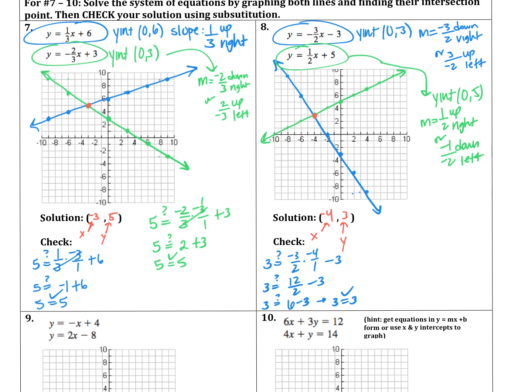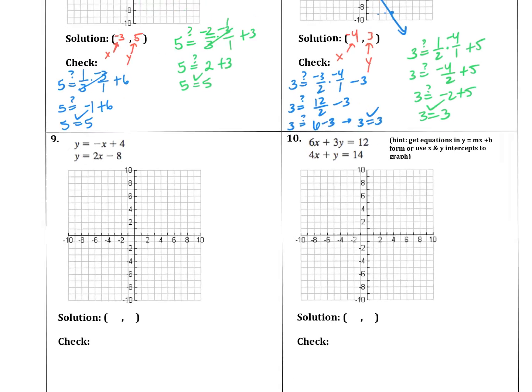Bottom equation, y, which is 3, is equal to 1/2 x. X is -4/1 plus 5. 3 is equal to -1 times -4 is -4/2 plus 5, which is the same as -2 plus 5, and that's 3. So I just verified that my solution is correct. 2 more to go.